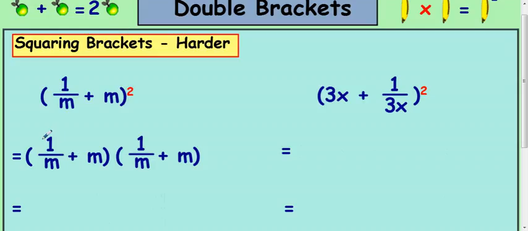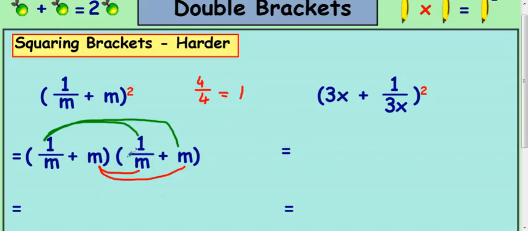Okay, then just following what we did before, you want to do this times this, this times the second, and then you're going to do m times 1 over m and m times m. So just a wee aside, if you like, if we've got 4 divided by 4, you should know that that comes out to 1, which will help us here.